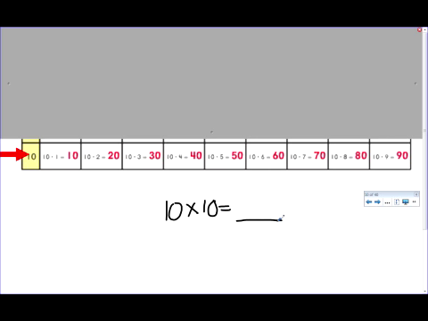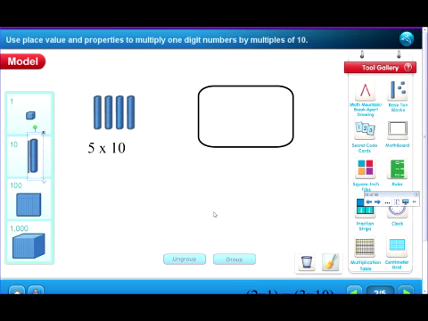Good. You remember your square numbers. Okay, to model this, I'd like to show you that we're going to take 5 tens. Just realize that there's 10 little blocks in each of those things. And we take 1, 2, 3, 4, 5. What's 5 times 10? 5 times 10 equals 50. So remember that we can write that as 5 tens.